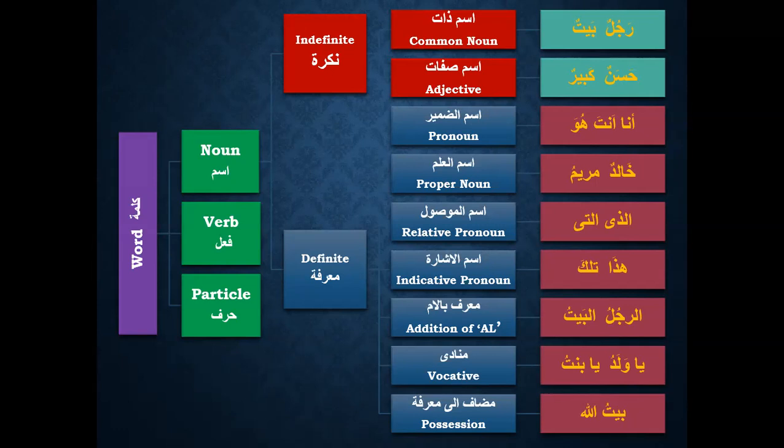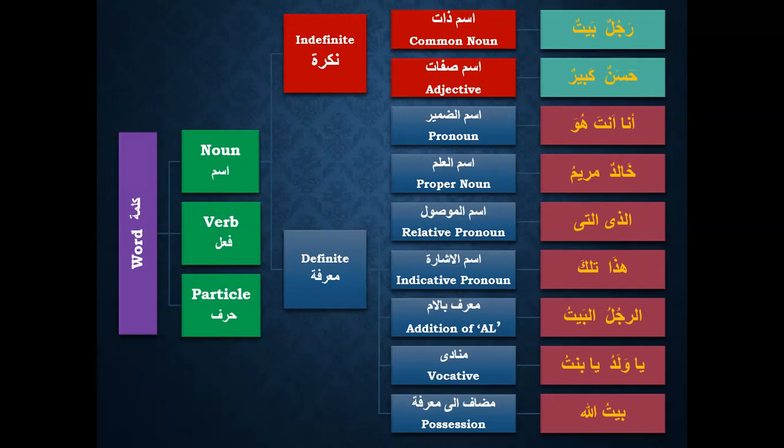Yet there could be more than one with a similar name, it doesn't matter, but that name given to that individual as his identity is his name. So this remains proper noun. Ismul Mawsool, the relative pronoun, we haven't covered that yet. Ismul Ishara, which is indicative, you're pointing to someone, demonstrating to someone.